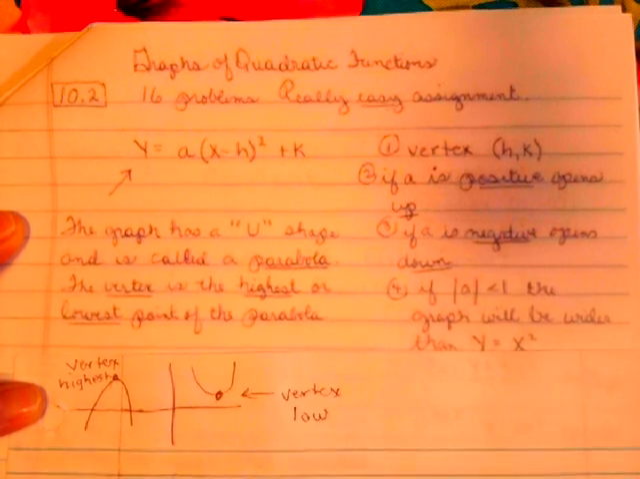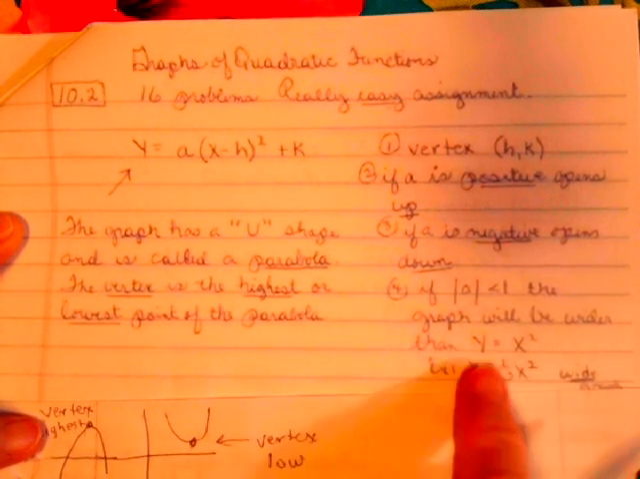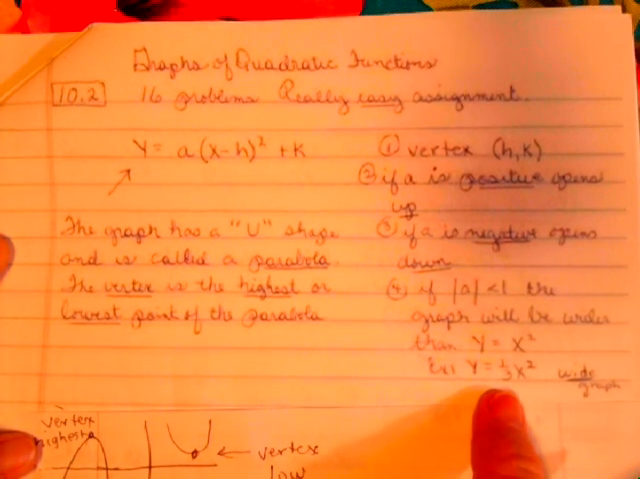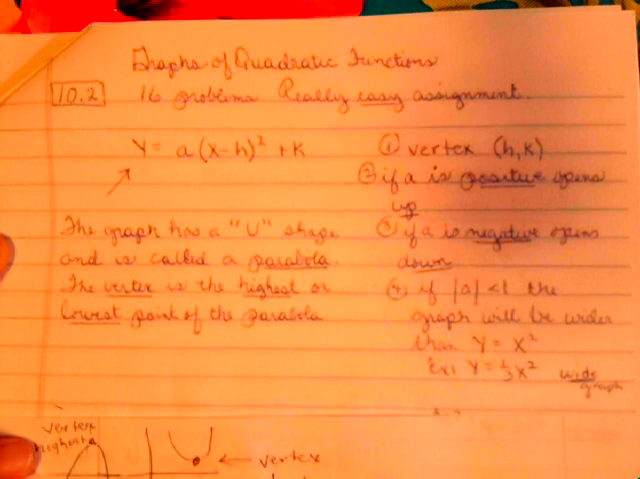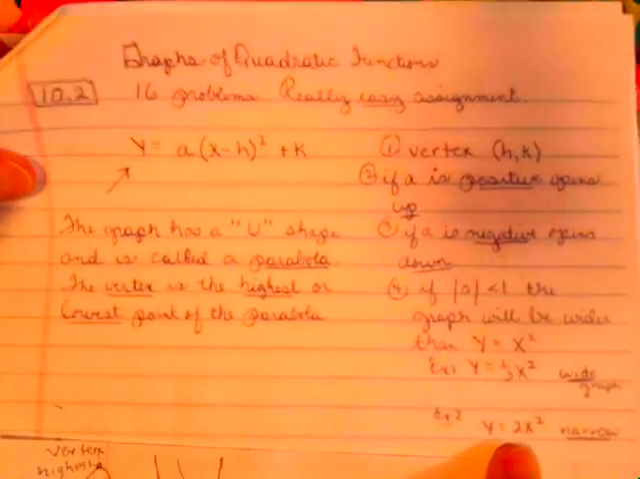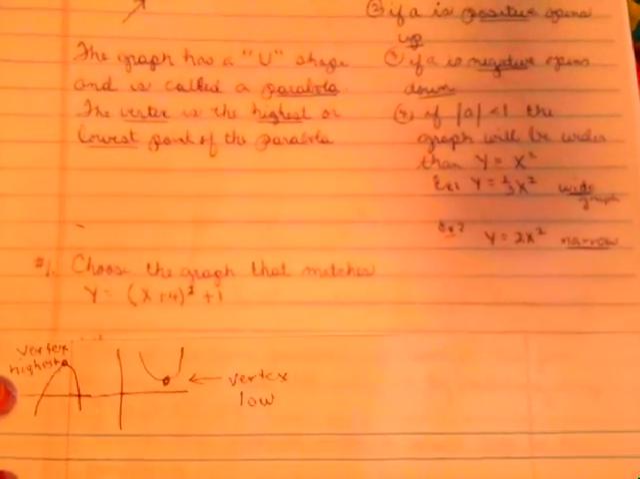Notice that it says if the absolute value of a is less than 1, the graph will be wider than y equals x squared. So that's saying if you have a fraction in front of x squared, it's going to be a wide parabola. If you have y equals 2x squared, it's going to be a narrow parabola. Bigger the number, the more skinny the parabola. Smaller the number, the wider the parabola.